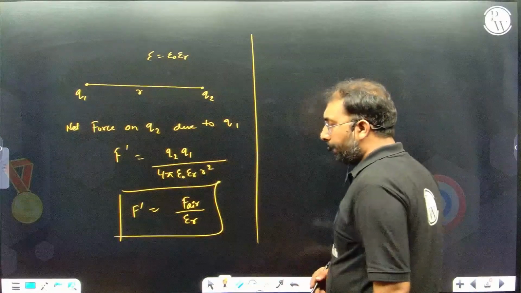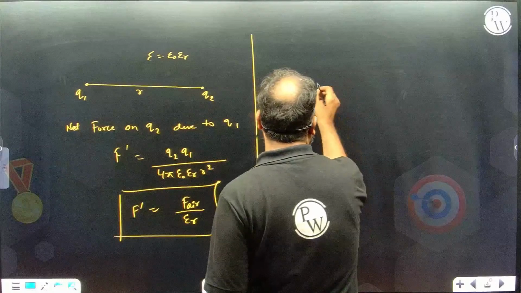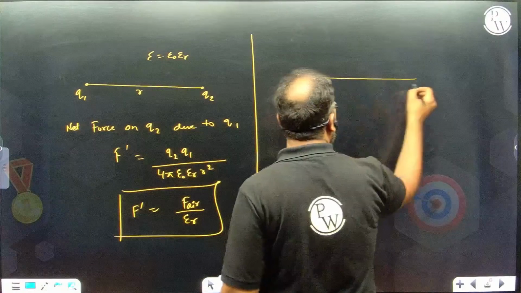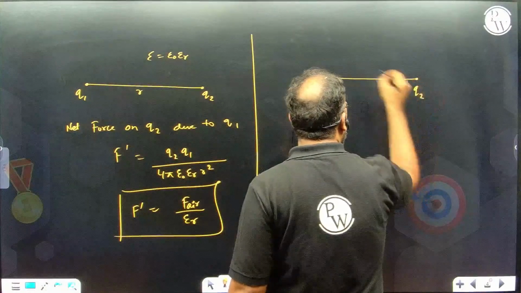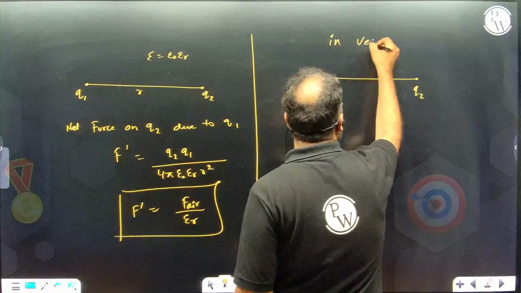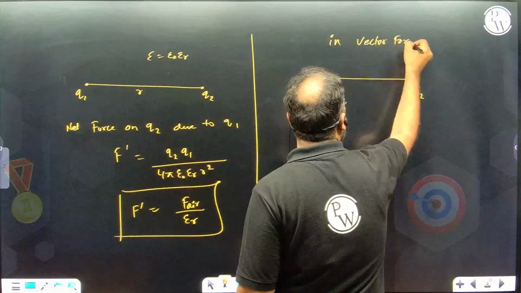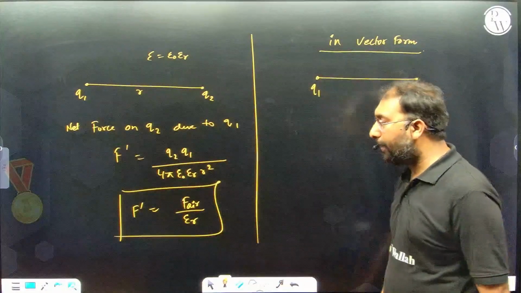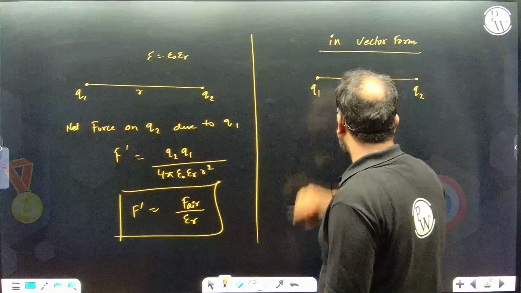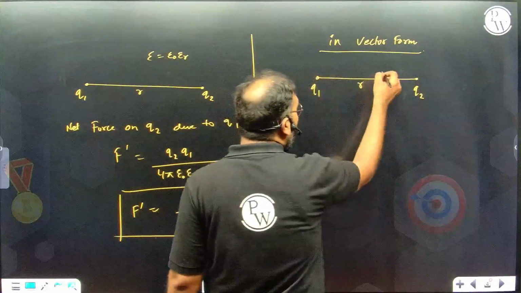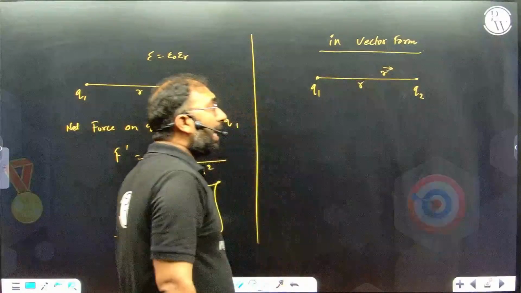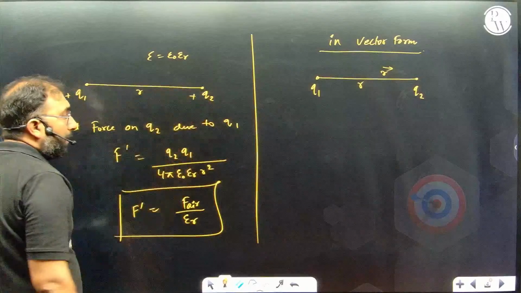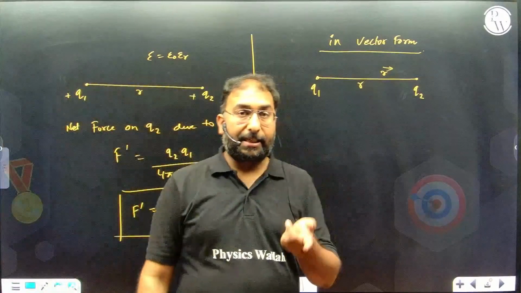Now one more thing, sometimes if required you can also write these forces in vector form. So let's say this charge is Q1 and this charge is Q2. I'm writing this in vector form, okay? So Q1 and Q2 are the two charges we have, and the distance is R, and I'm calling this R vector, okay? And you know that like charges repel each other, and unlike charges attract each other.